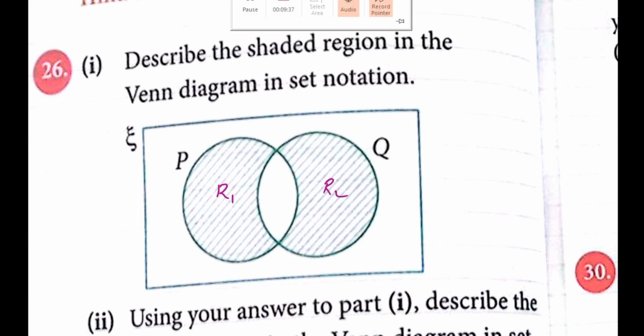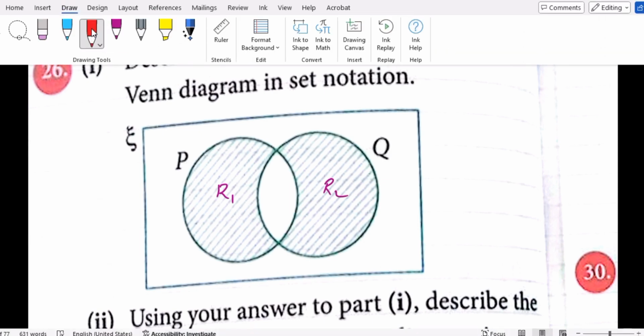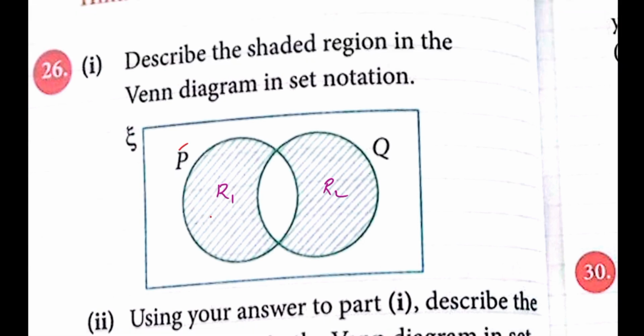If you observe, region 1 consists of the portion of set P that is not included in the set Q. So this is actually P difference Q, which is P intersection Q complement.